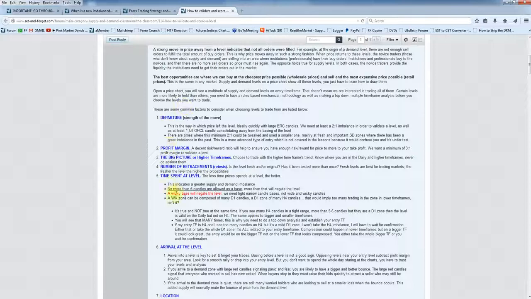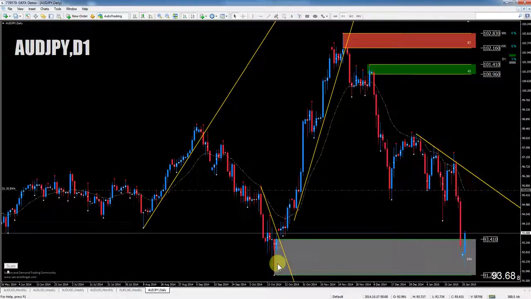How to validate: a lot of time spent at a level, the basing is not correct, the wick, reaction to a previous level, etc. So that is another lesson. So we're talking here that the break of the trend line makes a valid area of supply or demand.